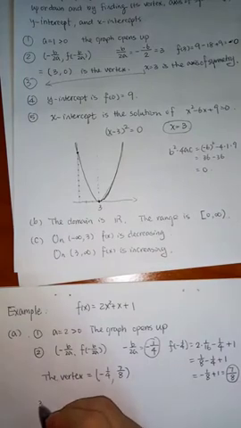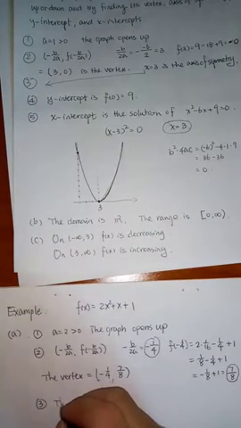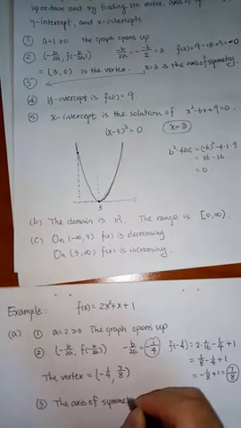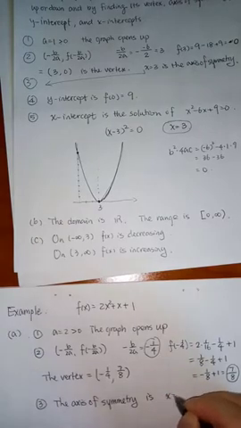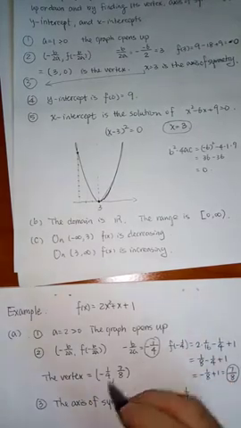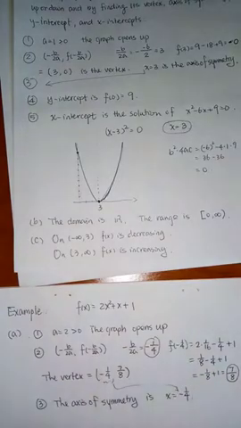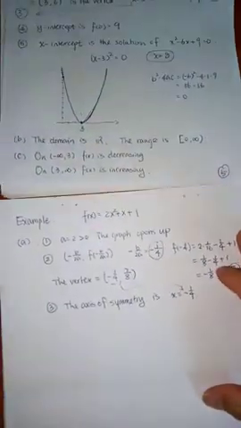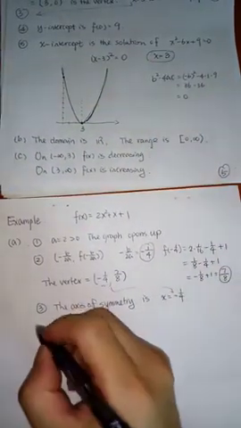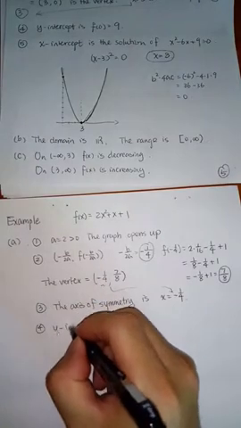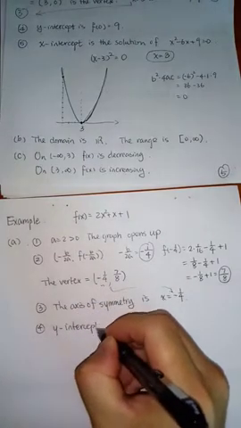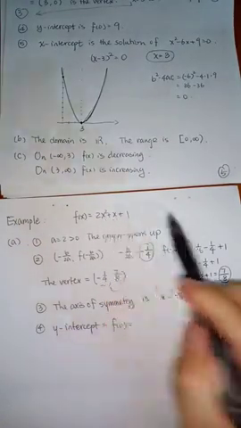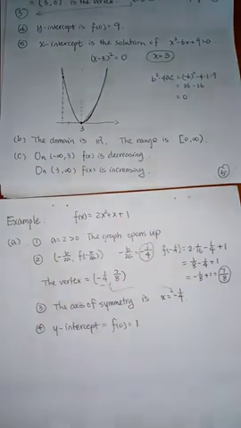And 3, the axis of symmetry is x equal to negative 1 over 4. Whenever you see the x-coordinate of the vertex, it will give you the axis of symmetry. For the y-intercept, it is f of 0. X is 0, so the y-intercept is 1.